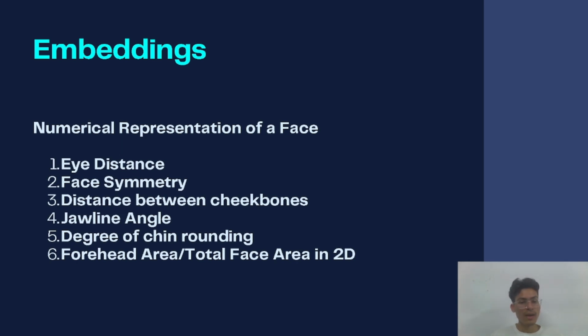Next, a very good example is the distance between your cheekbones. Whether you smile or frown, the distance between your cheekbones does not change. This is a skeletal feature, and usually in embeddings, skeletal features are the best ones. Similarly, there's your jawline angle, the degree of chin rounding, and the forehead area by total face area. All of these things are represented in the form of numbers, and when we do so, we get the mathematical map of your face, just like a biometric.